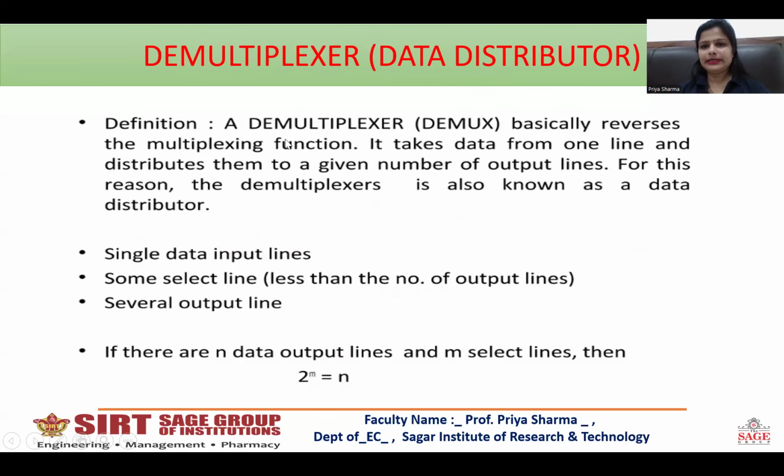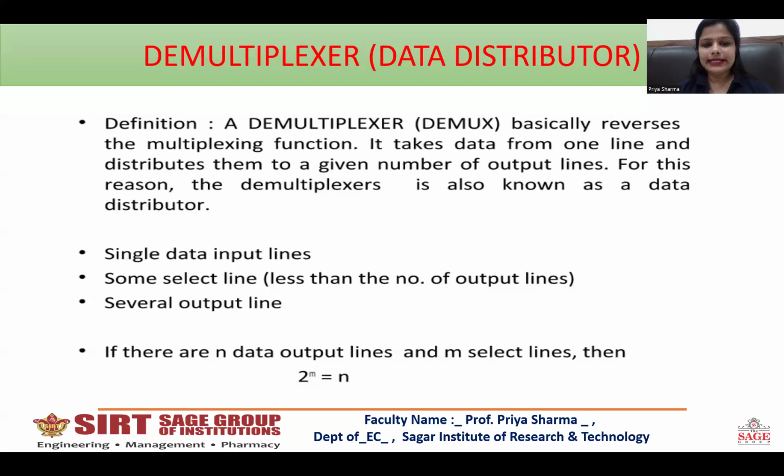Now coming to the demultiplexer. A demultiplexer is exactly the reverse functioning of the multiplexer. It takes data from one line and distributes it to a given number of output lines. For this reason, the demultiplexer is also known as a data distributor, as it takes the input from one input line and distributes it to many outputs.